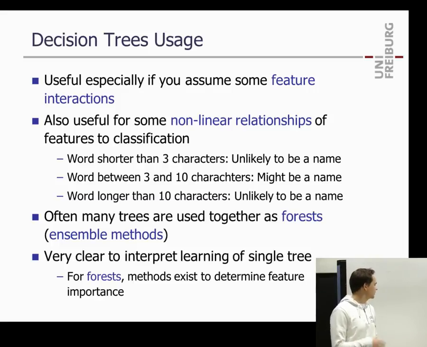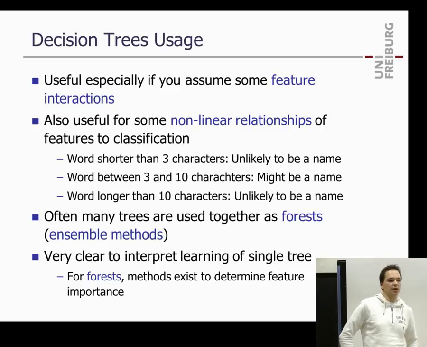And for these forests, meaning you have many trees, there are also methods to see how important one feature is over another. If you're using many trees at the same time, won't you be making the same comparisons multiple times and wasting time doing that? No, because at least one of the ways you do this is that you introduce some randomness in your training data.